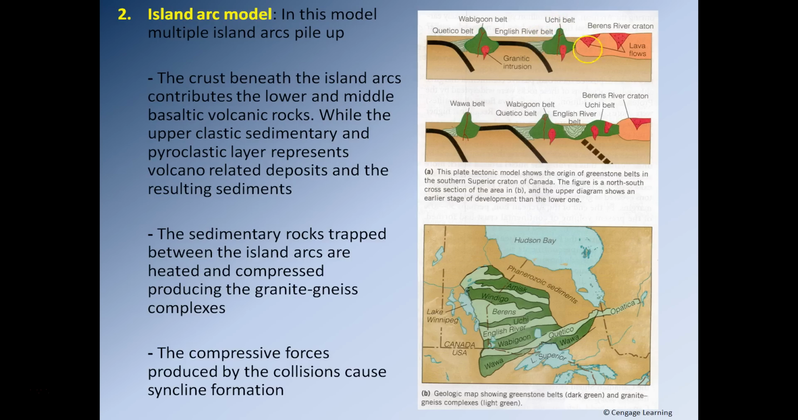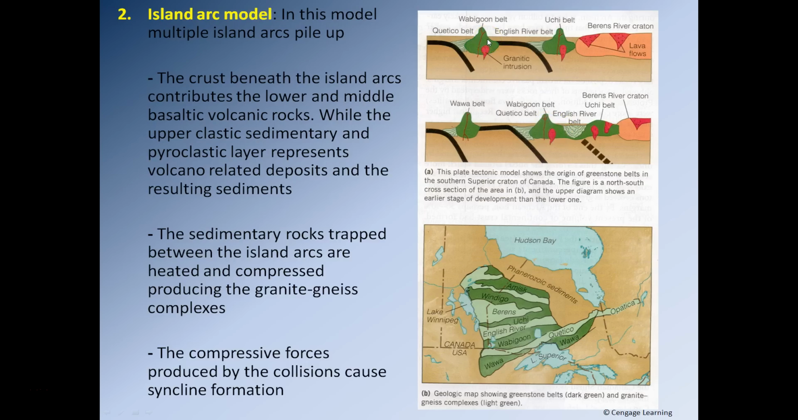Now, in between these two island arcs, you have an area of seafloor that's covered in sedimentary rocks. Okay, so lots of clastic sediments in this area. So these clastic sediments will get squished between the two island arcs as they bang into each other, and that's going to produce our granite gneiss complex. Now, you're instantly thinking, hold on, that doesn't make much sense.